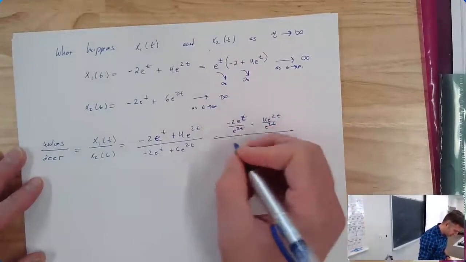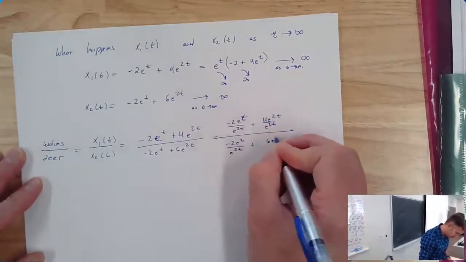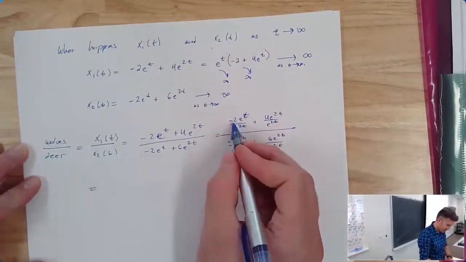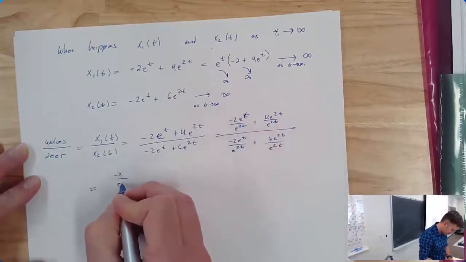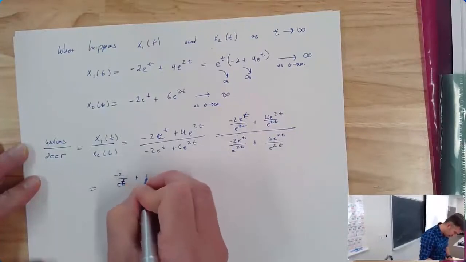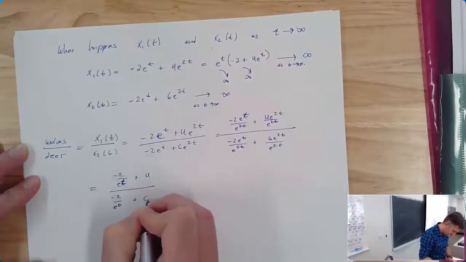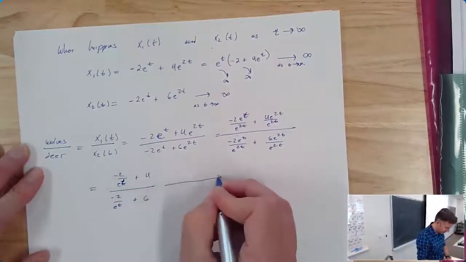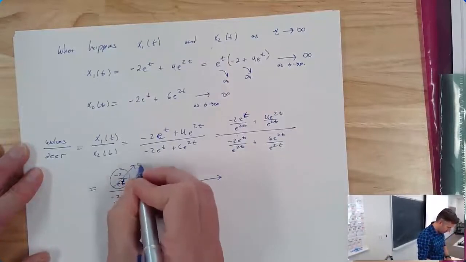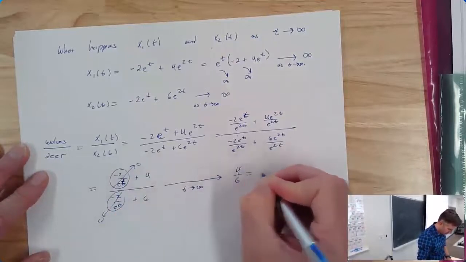There is really something worth seeing here. I'm not just saying words for the sake of it, I promise you. So we simplify this, we get negative 2 over e to the t. Gosh, I keep wanting to write 2 instead of t. It's killing me, sorry. Plus 4, over negative 2 over e to the t plus 6. And as t goes to infinity, this term is going to go to 0, and this term is going to go to 0. So you're left with 4 over 6, which is 2/3.